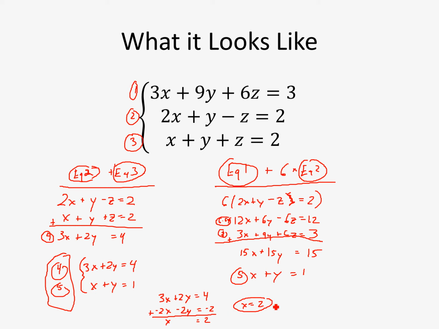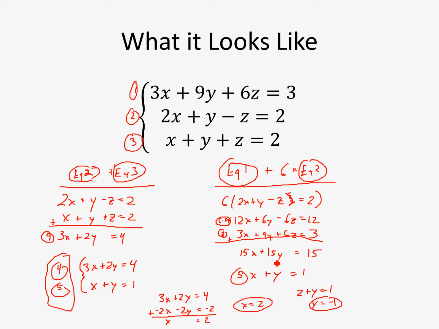So since I know that x is equal to 2, I now just plug this into our second equation here, like this is our equation 5. If I plug that into 5, then I know that 2 plus y is 1. So if I move that to the other side, then that means that y is going to have to be negative 1. Okay, so now I've got my x, I've got my y, and so now I just pick any equation at all, and I can find z.